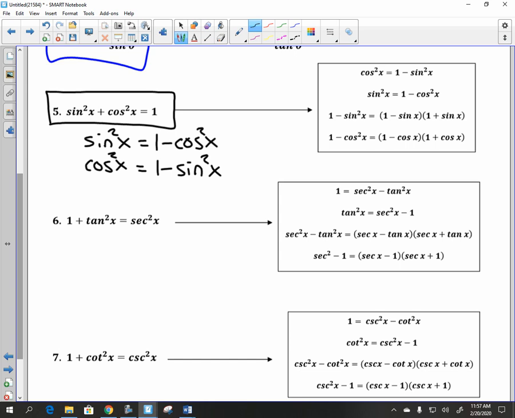Cosine squared. So you have really now 3 formulas. You got sine squared plus cosine squared is 1. You've got sine squared is 1 minus cosine squared, which is sitting right here for you. You've got cosine squared is 1 minus sine squared, which is sitting right there for you.